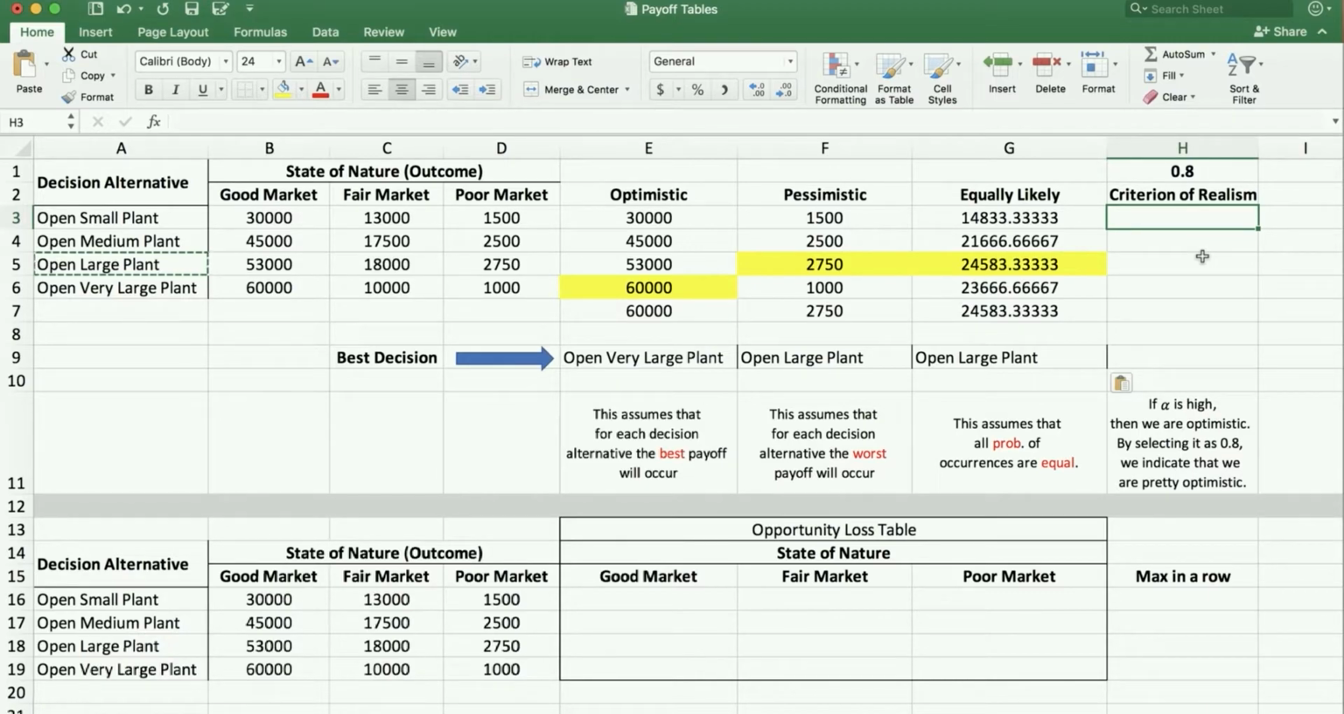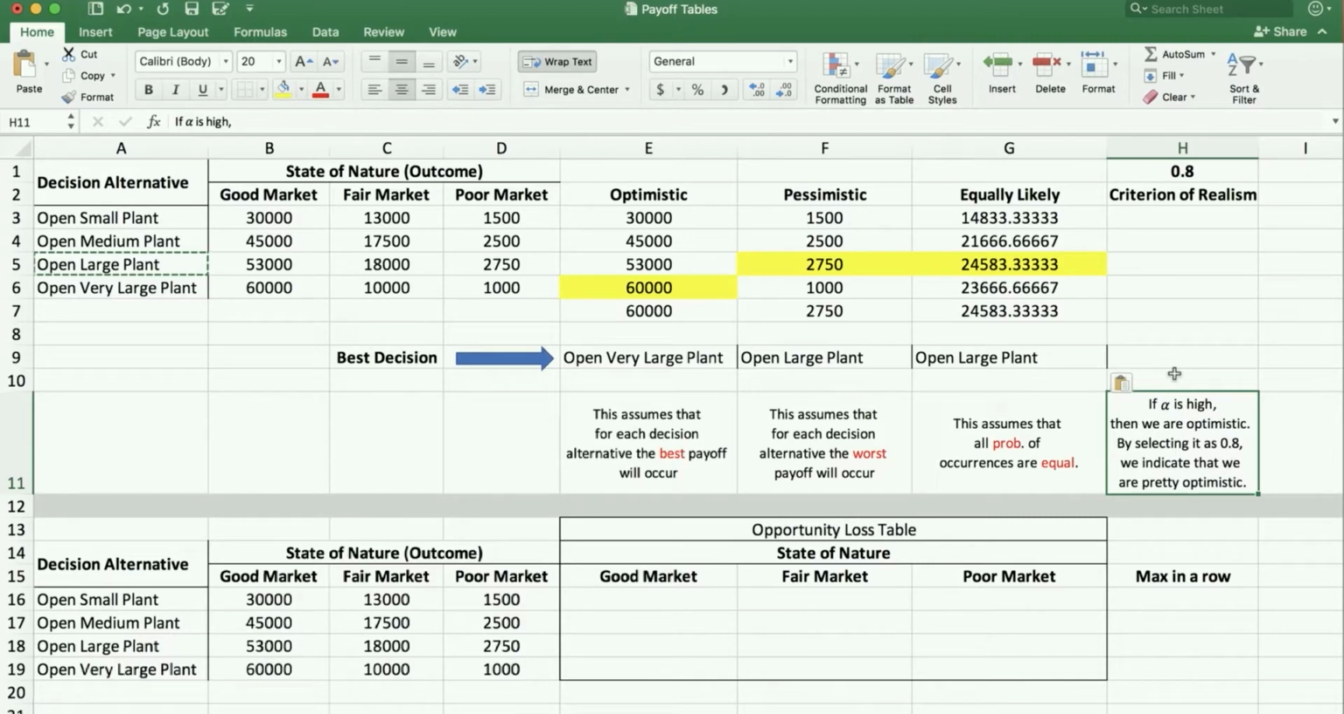In the criterion of realism, like I said before, we use something called a coefficient of optimism, which we denote by alpha. If alpha is high, then we are optimistic. In this case, let's say that we select alpha to be equal to 0.8, which the question will tell you, and if you are the decision maker, you will decide how optimistic you are. So the possible values are between 0 and 1, and if you are close to 1, that means you're pretty optimistic, and if you're close to 0, you are not as optimistic, all right?